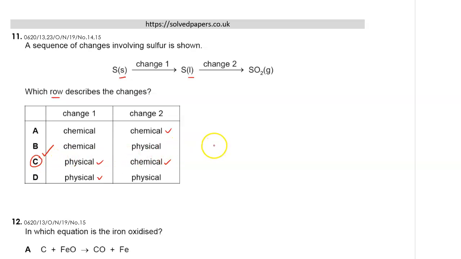You can also say in change 2, an oxidation has occurred. Sulfur has been oxidized to sulfur dioxide, and oxidation is usually a chemical change.